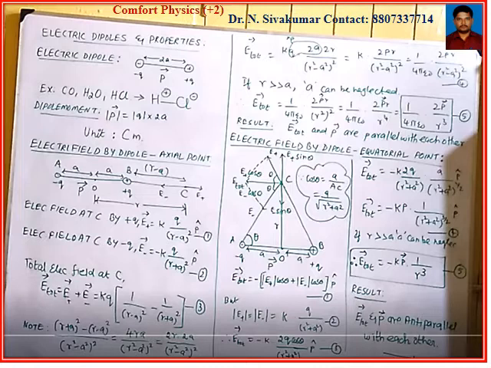If the point C is very far away from the dipole, then r is much greater than a. So compared to r, a can be neglected, since the a value is very small. In that case, once you neglect a in the fourth equation, it becomes 2pr divided by (r square) whole square. Then it becomes r power 4. So in the numerator we have r, and in the denominator we have r power 4.